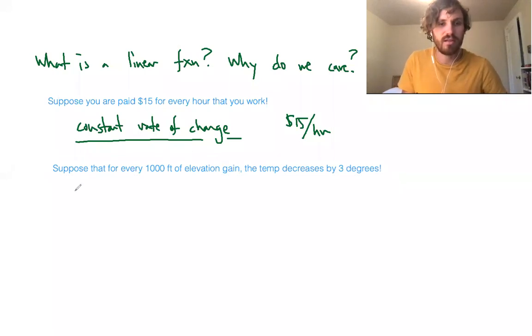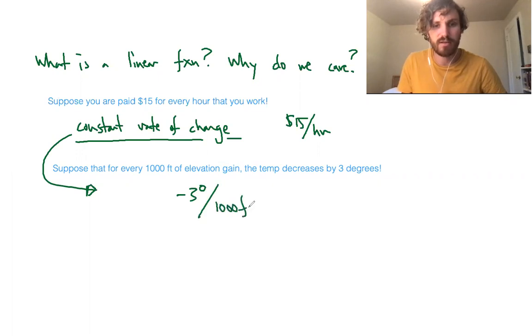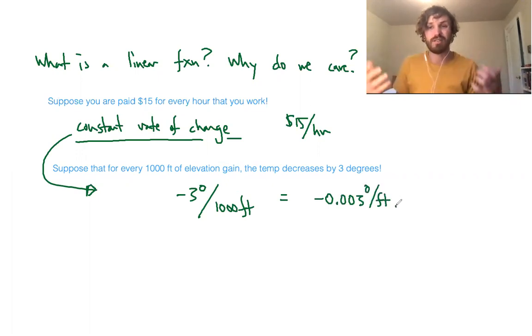And so again, this is a constant rate of change scenario where we might say, well, as you gain 1,000 feet, your temperature decreases by 3 degrees. So that is -3 degrees over 1,000 feet. Or if we simplified this, we would get -0.003 degrees per foot. Okay, so again, that would be a constant rate of change.